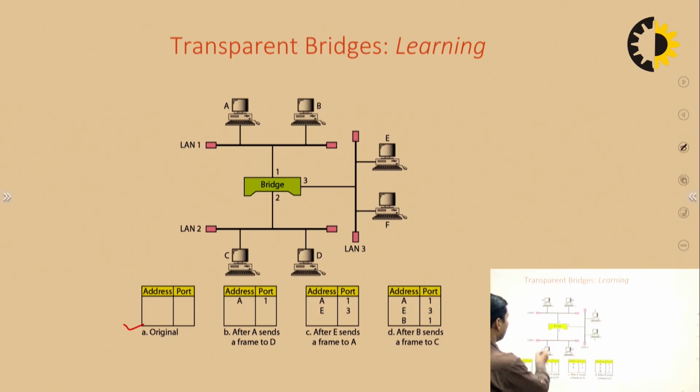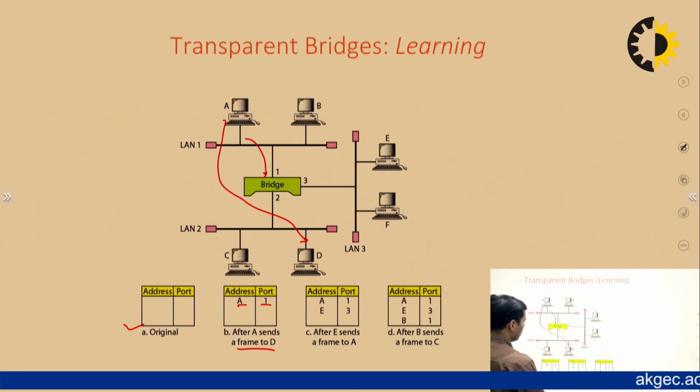Now, after A sends a frame to D, the bridge will identify that it doesn't have the system D on this location, so it will pass the frame on through the bridge with the help of port 1. That means A is connected at port 1.